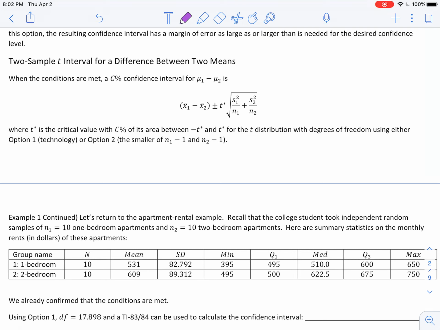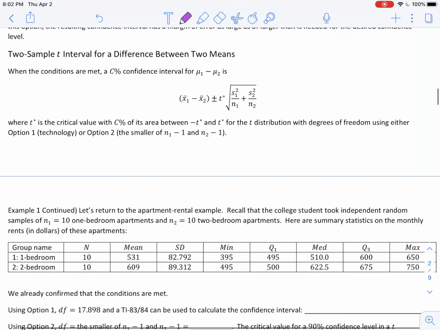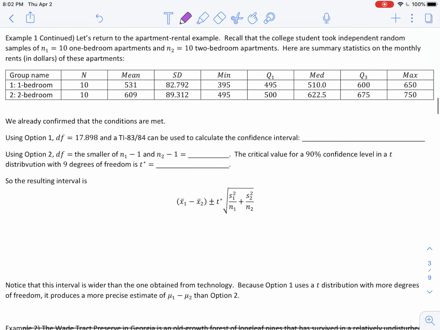So both are accurate, both are fine to use. We'll talk about using both of them. So just to sum this up, when your conditions are met, we have this formula for the 2-sample t interval for the difference between two population means. We already talked about t star. This is what makes C% of the area be between the positive and negative values in the distribution, using either that formula or the smaller of those two sample sizes for the degrees of freedom.